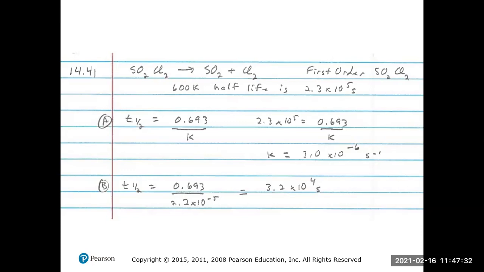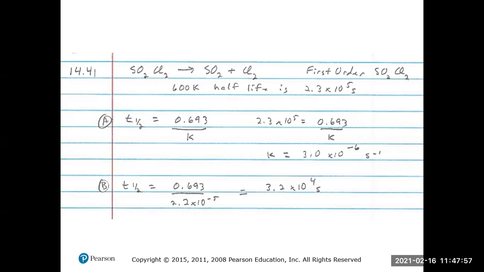So if we go ahead and plug in the half-life time, which was 2.3 times 10 to the 5th seconds, into the T1/2 value, now we can solve for k, and we get a value of 3.0 times 10 to the minus 6 inverse seconds as our rate constant.